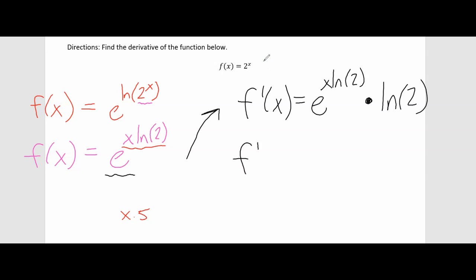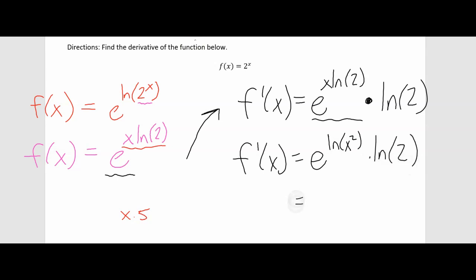We can go ahead and simplify. Notice that this, right, is exactly what we started out with. I'm going to show you this in between step, but you obviously don't have to write it once you understand what's going on. I can rewrite it as e to the power of natural log of x squared times natural log of 2. And then I can write this as, so it's 2 to the power of x, not x squared. There we go. I get 2 to the power of x times the natural log of 2.